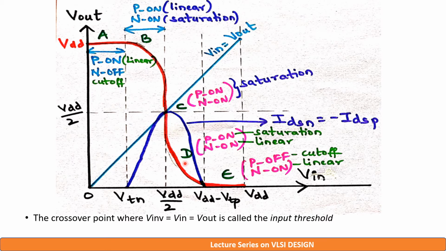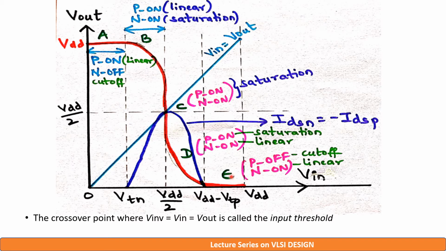In region D, that is somewhere around 3.5 input value, PMOS operates in saturation region, and NMOS operates in linear region, and the output is less than VDD by 2.